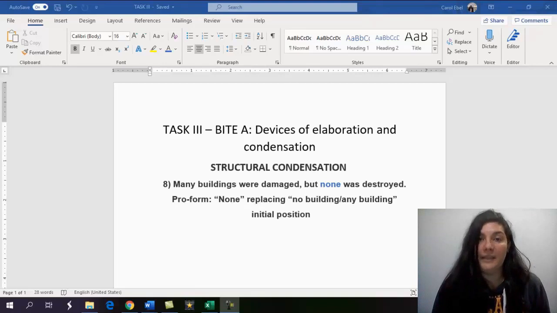Lastly, we can say that in this case, condensation occurs in initial position. Remember that coordinators are not part of independent clauses, and we are using the word but to join two independent clauses, in which case none occurs as the subject of the second independent clause. That is why we say condensation occurs in initial position.